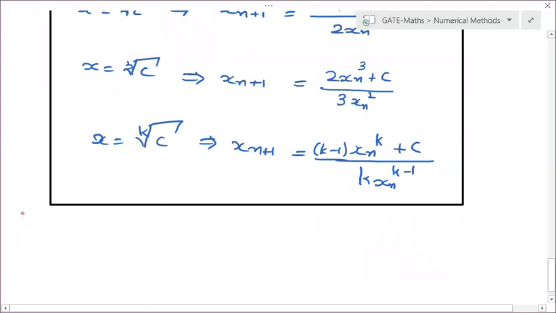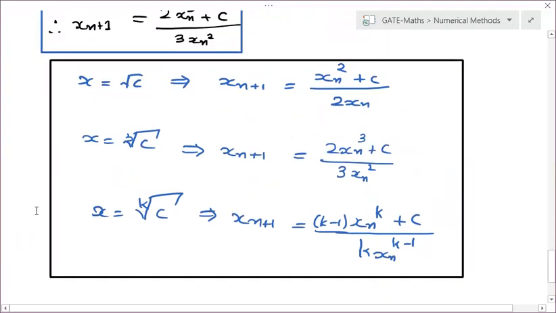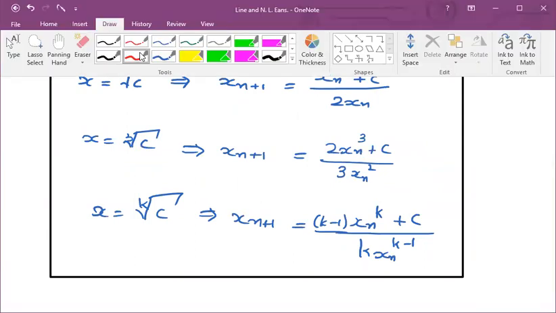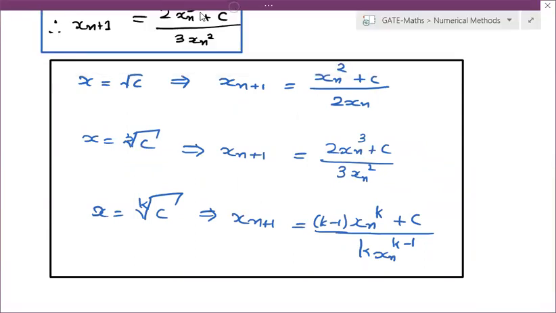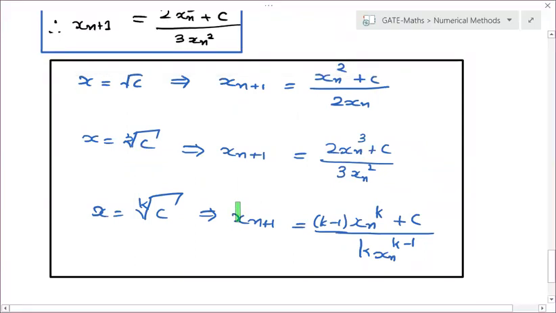Okay, so I'm repeating this. How to remember this? Whenever you need repetition, tell me. For x equal to root c, it's x square equal to c, right? So here we are going to write x square plus c first. And what is the differentiation of x square? 2x. Is it clear? Now this is your x cube equal to c. So here we are going to write x cube plus c.